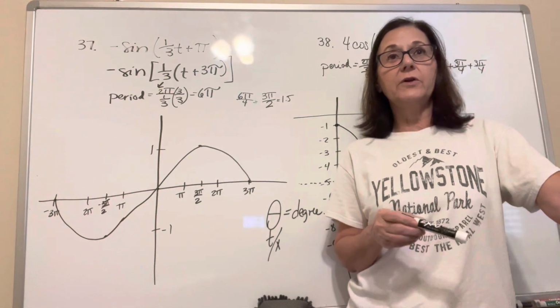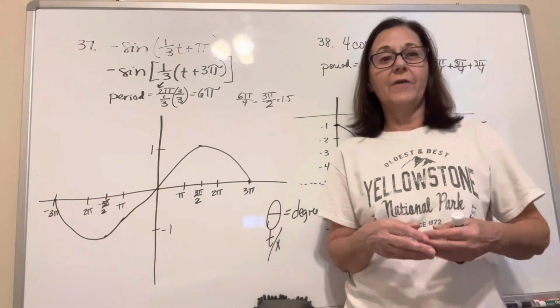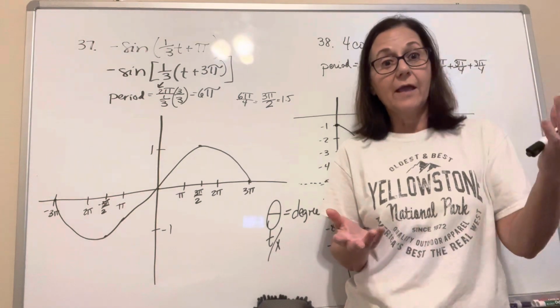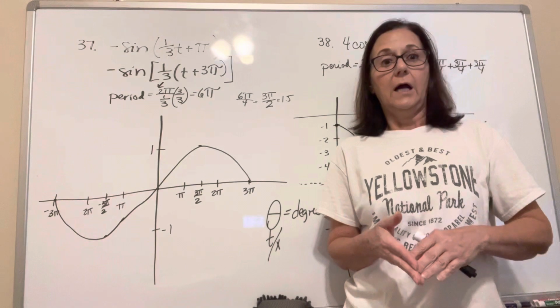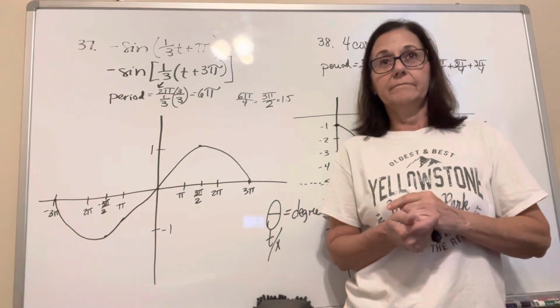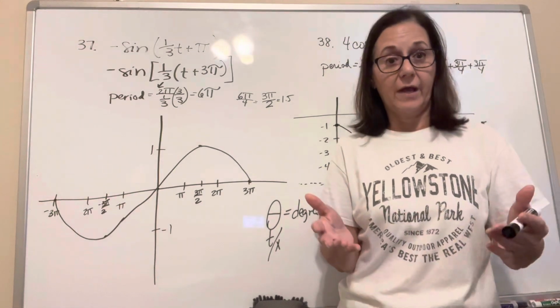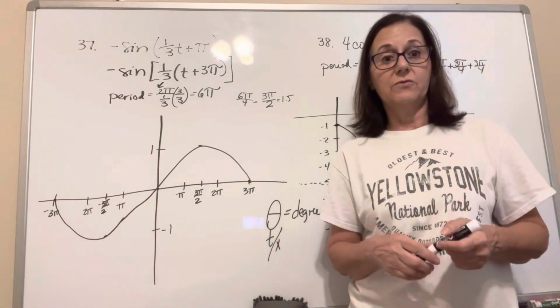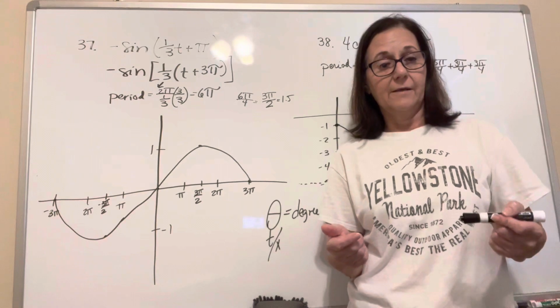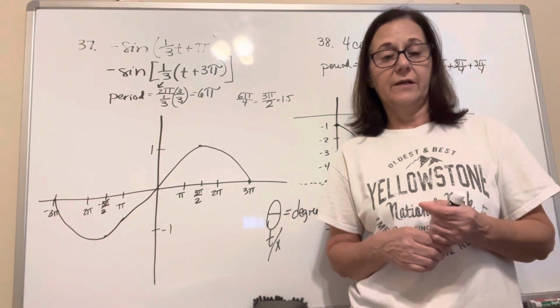Really, the only time we use degrees is when the word angle is used, like the angle of depression, or when we're solving for parts of a triangle. You're always going to use angles, degrees. Otherwise, you're going to be using radians.